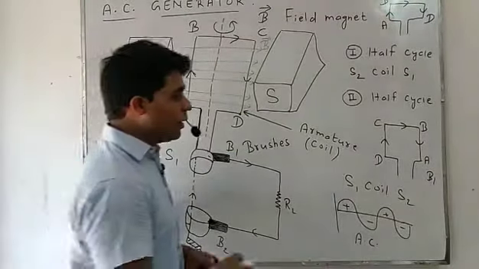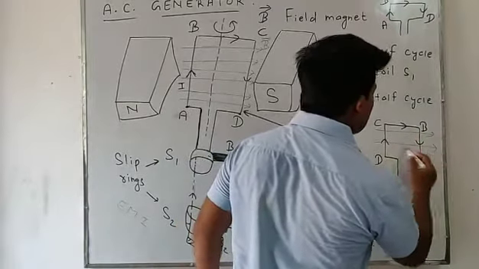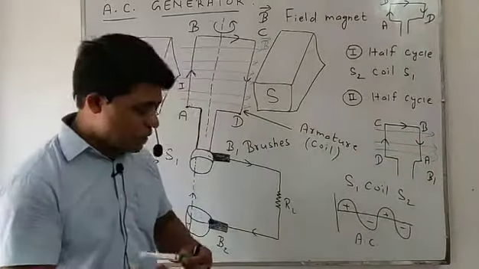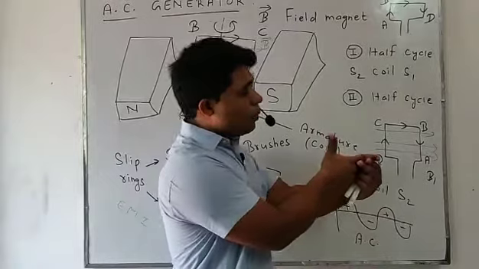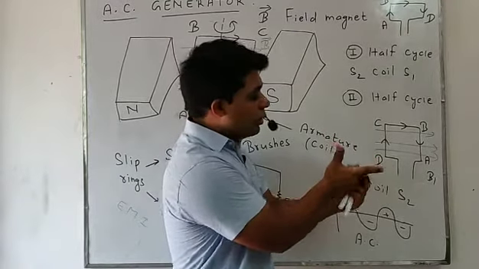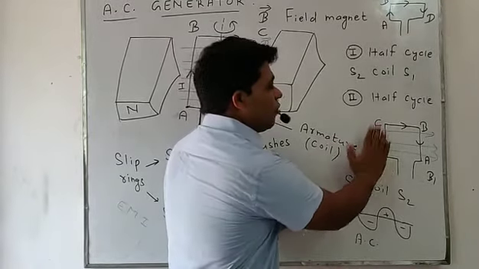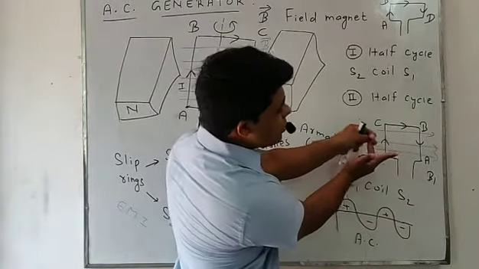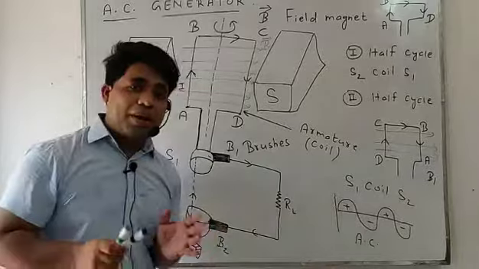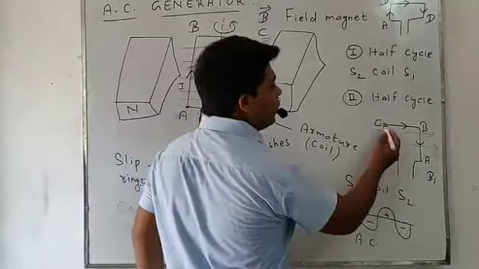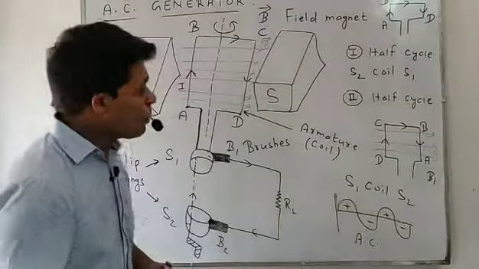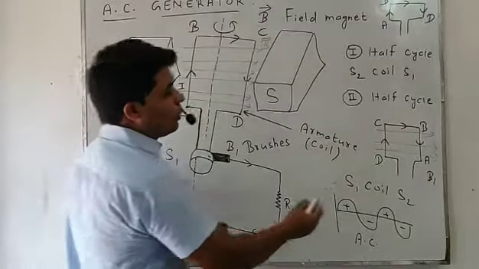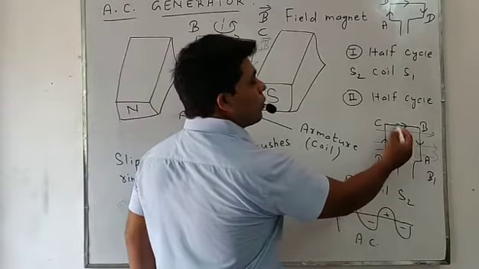Now students, again you will find the direction of current in second half cycle. Look, this arrow is representing direction of magnetic field, and this time CD will move in upward direction. So this is the direction of force. Now see, this is the direction of current. So this time the direction of current is from D to C in second half cycle.